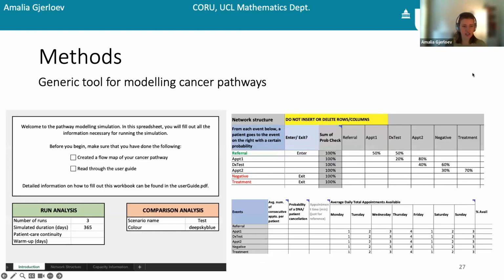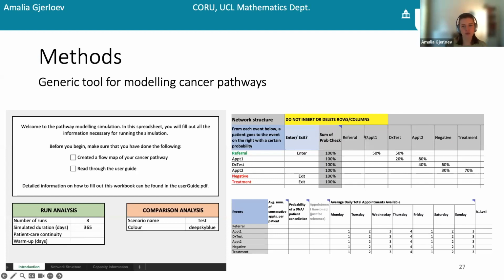All right, so this is what the spreadsheet looks like. It's got 3 tabs. Down here on the left, it's got an introduction tab, a network structure tab, and a capacity information tab. In the introduction tab, you can define how many runs you want and the simulated duration. So if you want to run your simulation over a year, you can put in 365 days. You can include that patient care continuity option. And warm-up days, you can leave blank if you want to. The simulation will run. You don't have to specify the warm-up days. It will accommodate the warm-up period and do all the calculations after that.